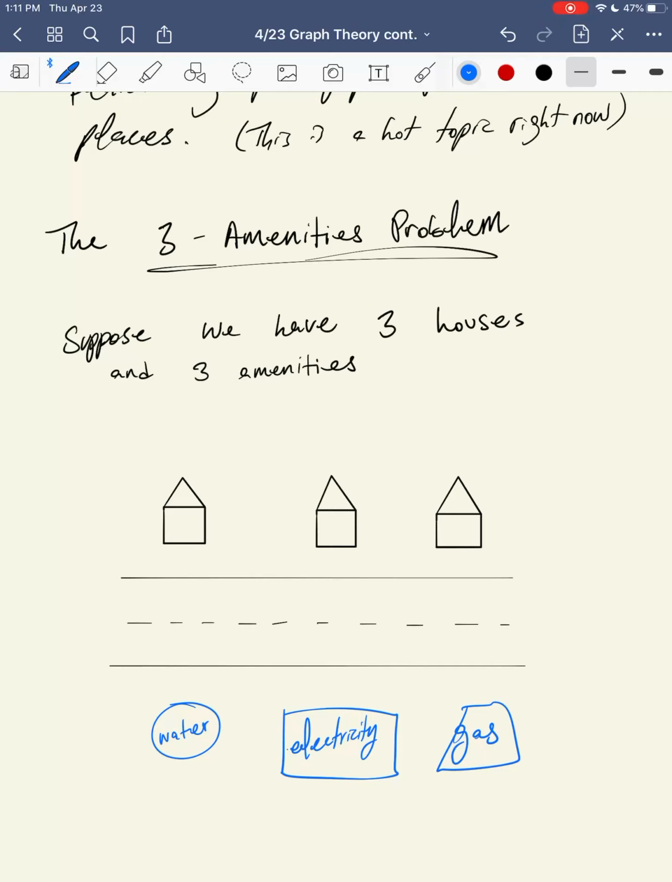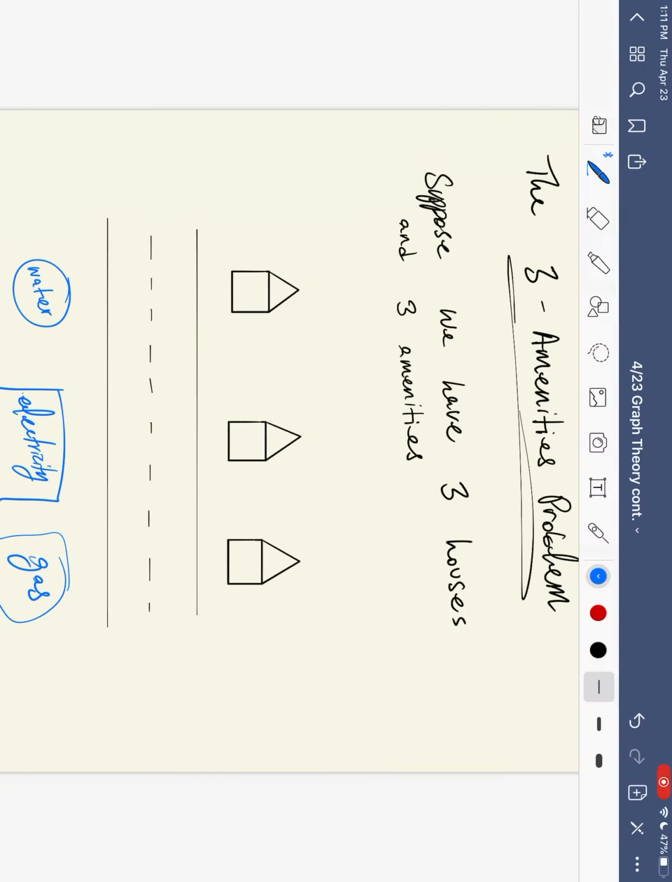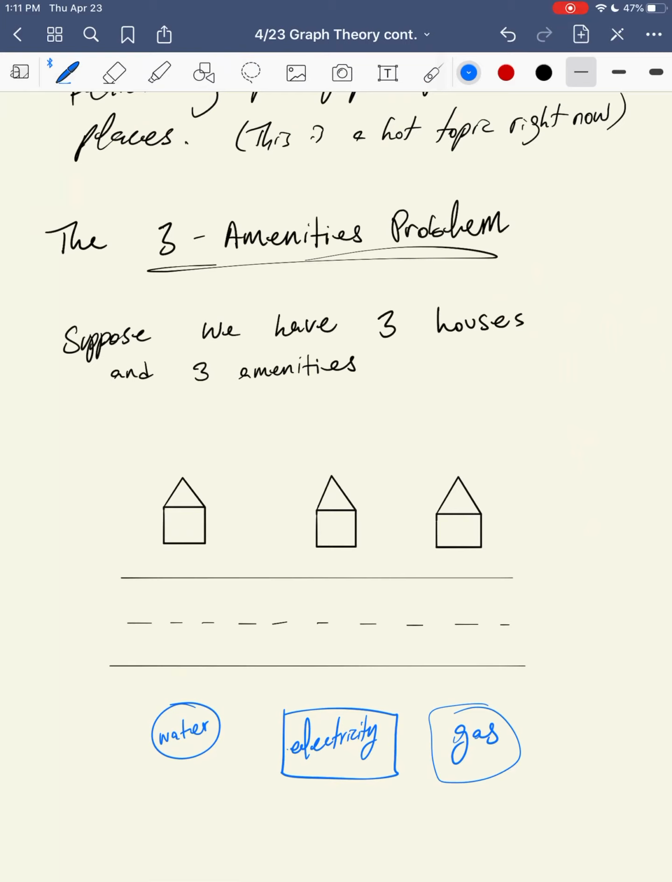And so here's what we want to do. We want to connect the 3 amenities to all 3 of the houses. So we want to have pipes coming from the water and the gas, and wires, I suppose, from the electricity. And what we want is that those pipes and wires do not cross over each other.